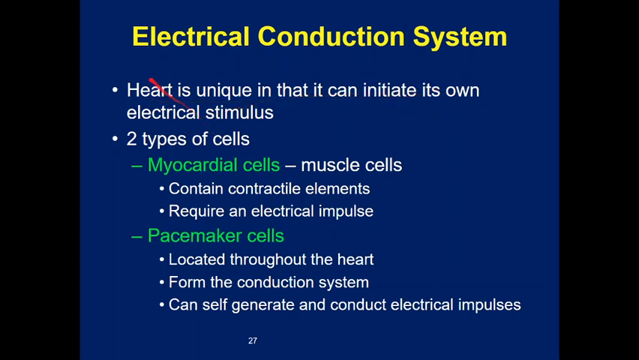All right. So in the heart, there are two types of cells. There's the myocardium, the myocardial cells. That's the muscle. Myo means muscle, cardio, heart. Those are the contractile elements that require the electrical impulse from the pacemaker cells throughout the heart. These cells are splayed out like a wiring system, but are focal in certain areas called nodes, spread throughout the whole heart to coordinate all the myocardial cells to beat when it is appropriate for them to beat.